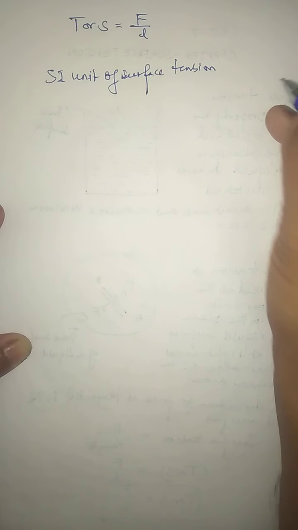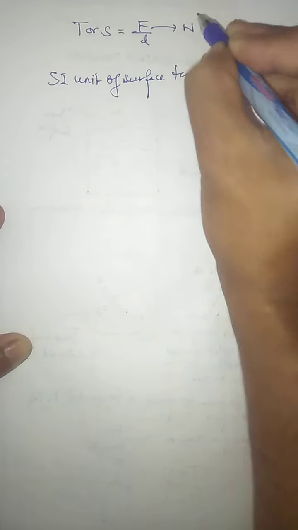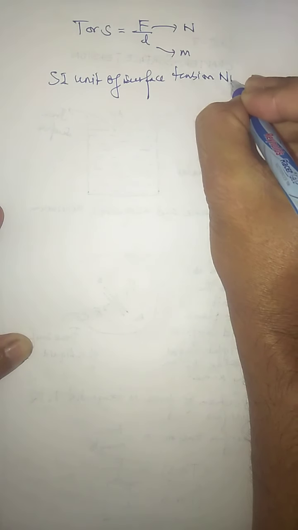We can write the SI unit in terms of the SI unit of force and the SI unit of length. And you know, the SI unit of force is what? Newton. The SI unit of length is what? Meter. So you can easily guess the SI unit of surface tension. The SI unit of surface tension is Newton per meter. See, force unit is Newton, divided by length unit meter, so it is Newton per meter. So this is the SI unit of surface tension.